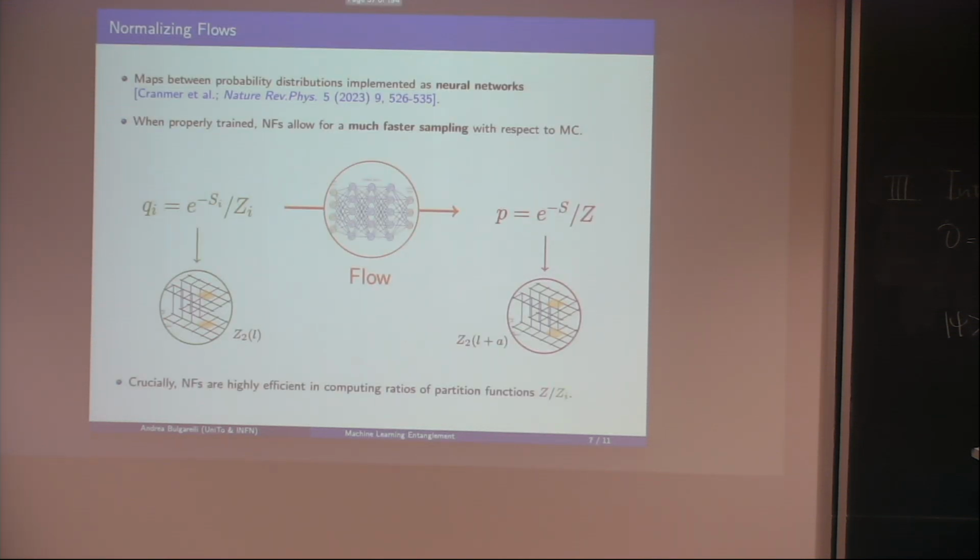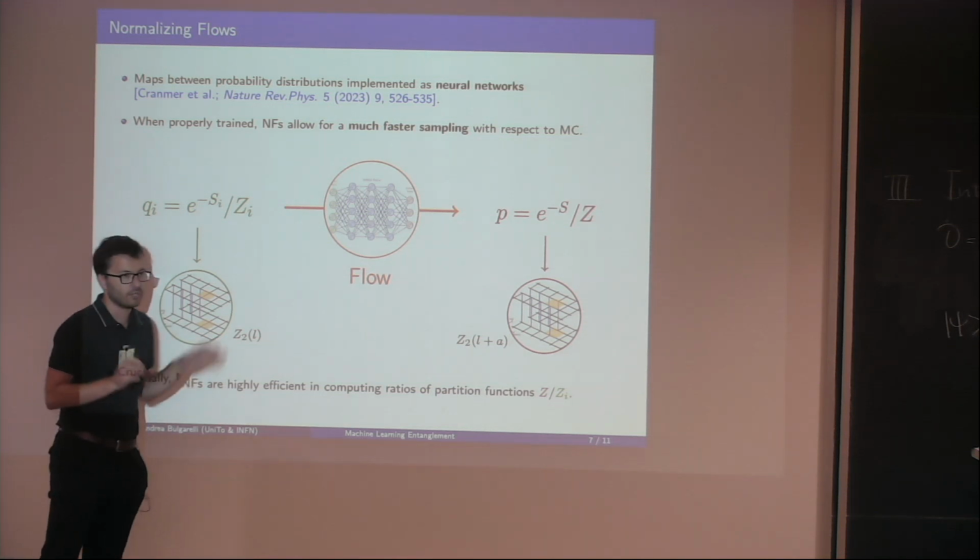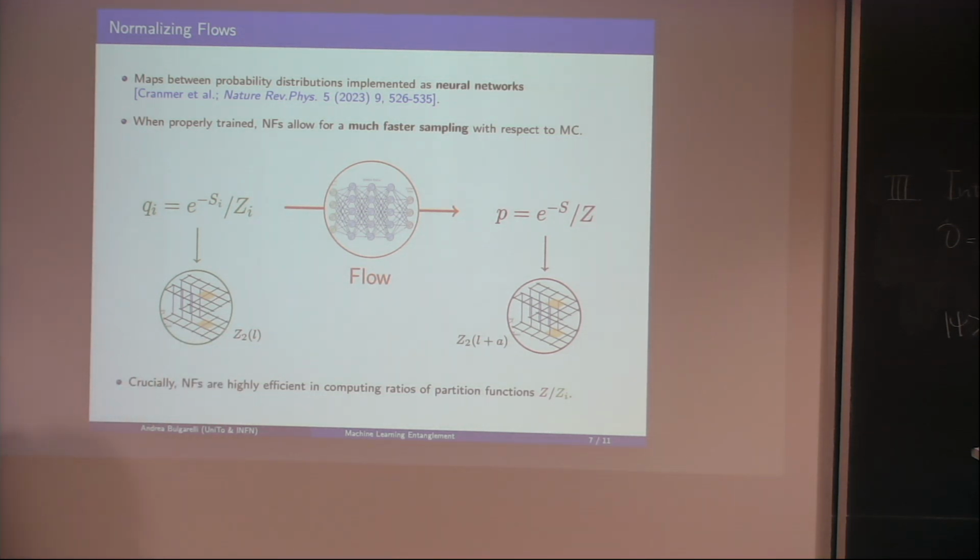And in the lattice community, there have been a lot of developments in the last, I would say, 3 years in the field of machine learning techniques, especially normalizing flows for lattice simulations. In a nutshell, a normalizing flow can be seen as a map between two probability distributions implemented as a neural network. These two probability distributions can be 2 points in the phase diagram of the theory, or 2 different lattice geometries. This is the case that we're interested in.